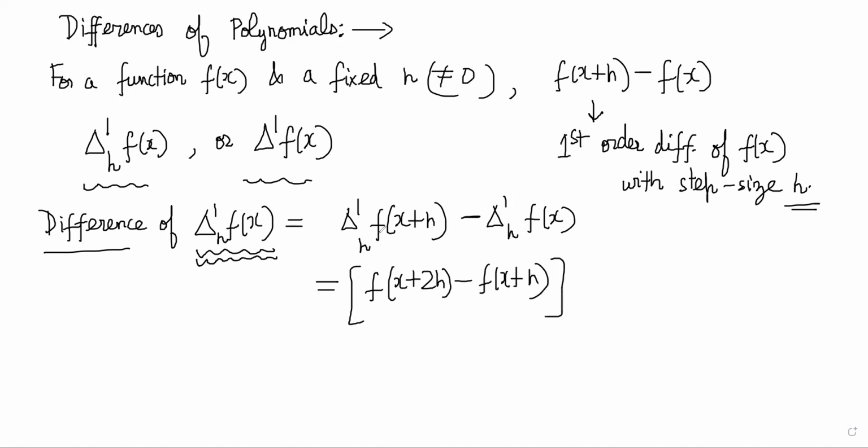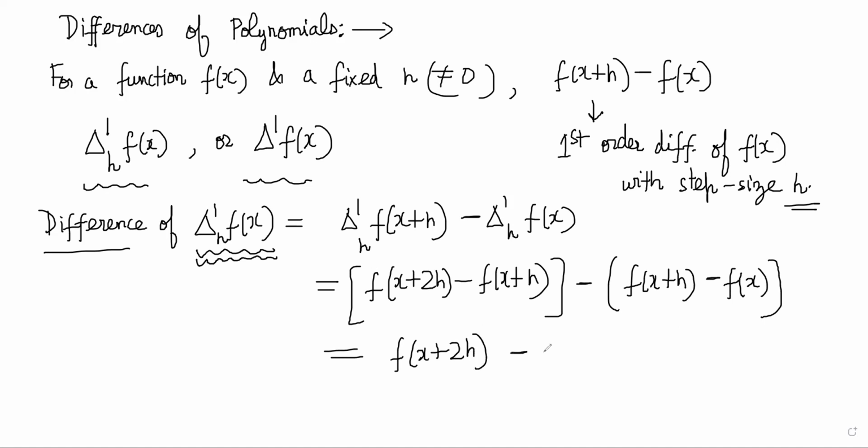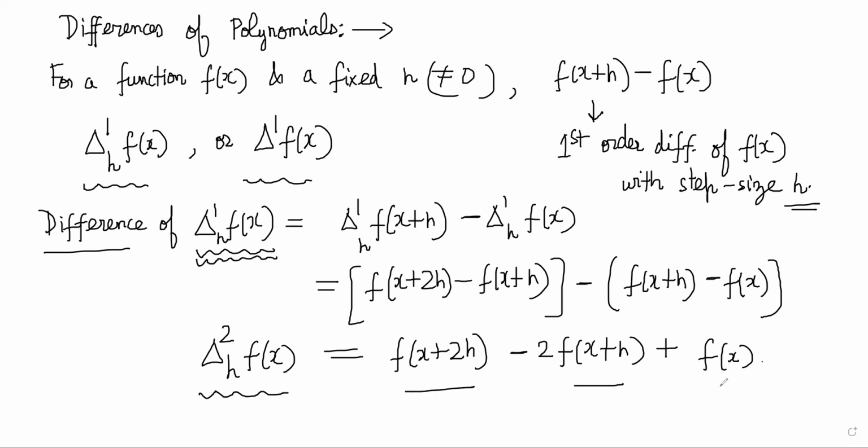The first term here is breaking out to be this, minus this, is f of x plus h minus f of x, right? So basically this turns out to be f of x plus 2h minus twice of f of x plus h plus f of x, right? And this is known as the second order difference of f of x with step size h. This is the second order difference. We are getting this expression.